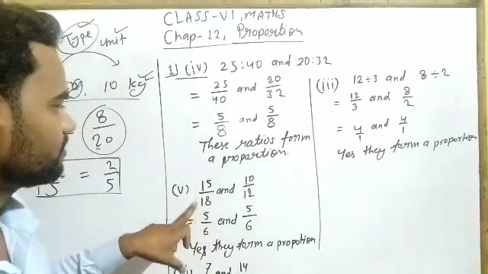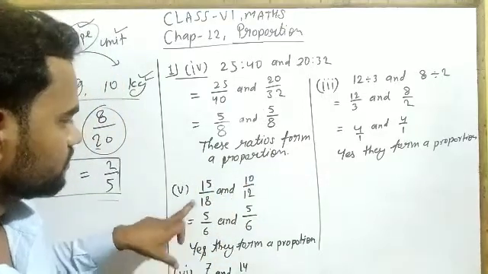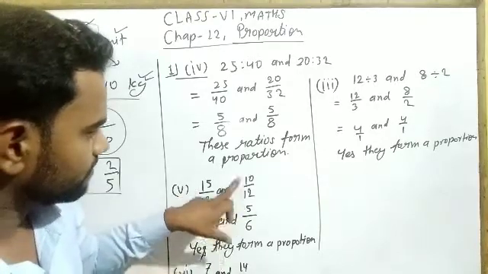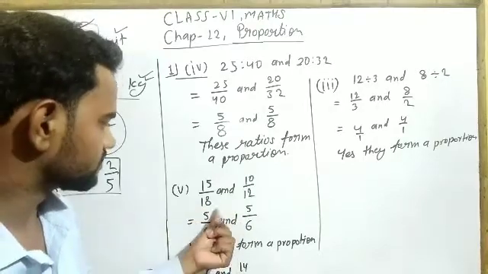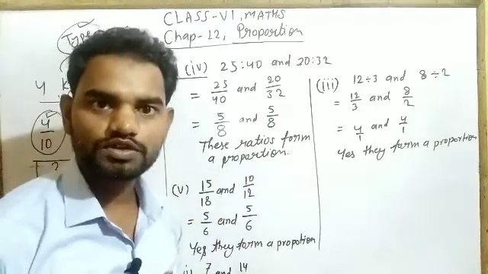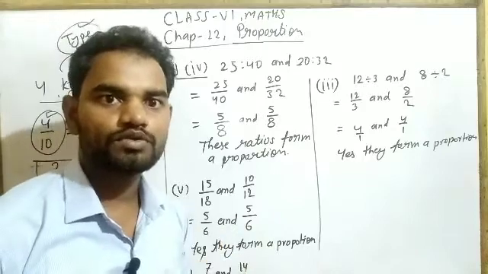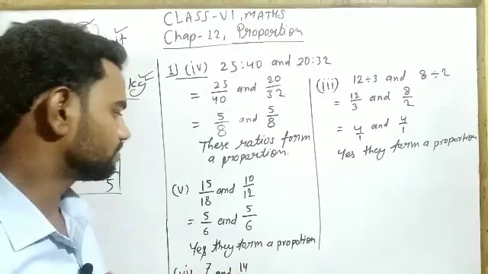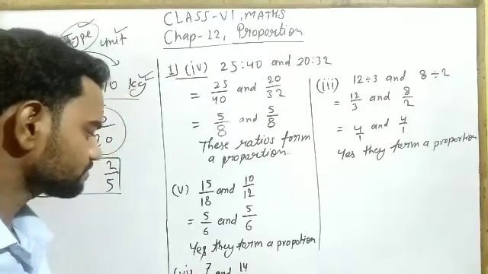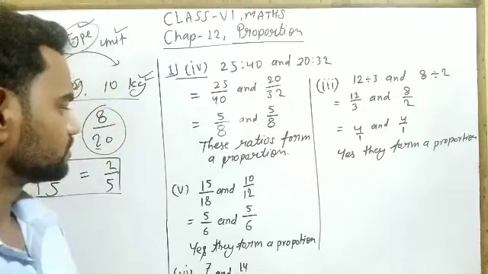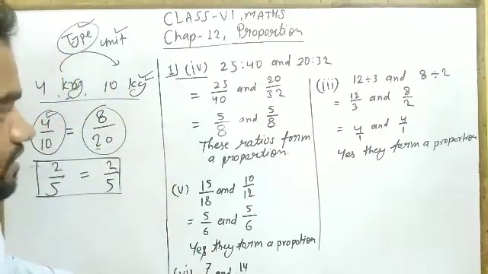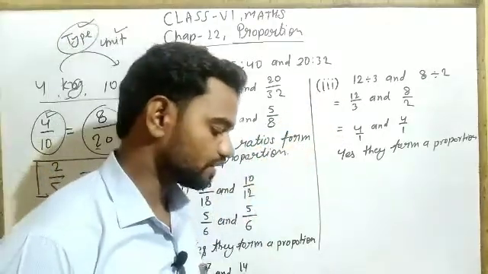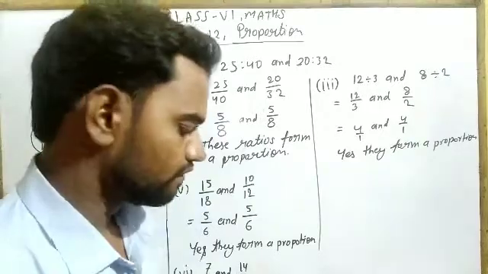Similarly, in this question, 15 upon 18 and 10 upon 12. So this will be 3 fives are 15 and 3 sixes are 18. 2 fives are 10 and 2 sixes are 12. This is 5 upon 6 and 5 upon 6. Both the ratios are equal, meaning the value of both the ratios is equal. It means we can say yes, they form a proportion. Similarly, in this question, 7 upon 8 and 7 upon 8. Parts 4, 5 and 6 of question number 1 and 3: there are 4 parts given, and the remaining 2 parts are left for you.